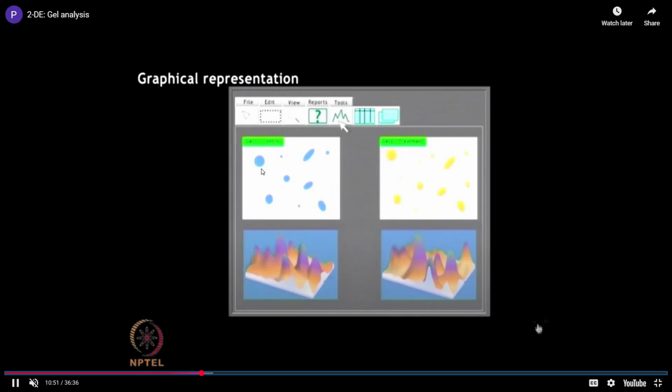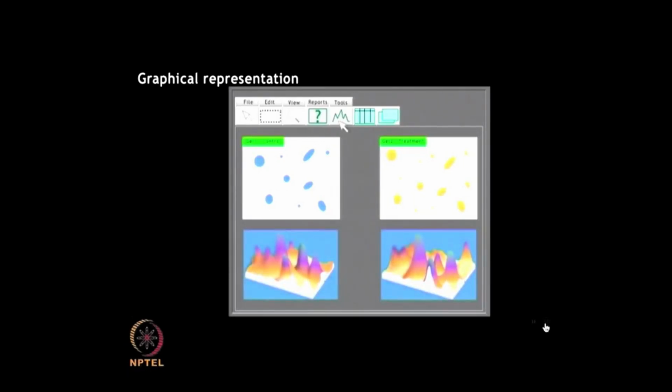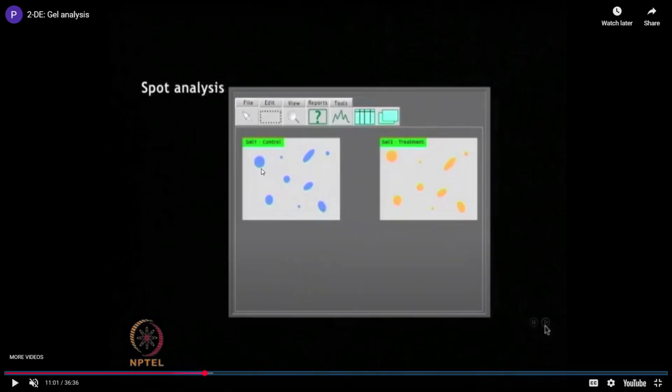You need to make sure that even during sample loading, you are loading the same amount, because you have quantified the protein using the Bradford assay or Folin-Lowry assay. So that's the reason quantification is important. If you are loading a higher amount in one gel and a lesser amount in another gel, then the visualization itself will change. So you need to make sure that you are loading a similar amount.